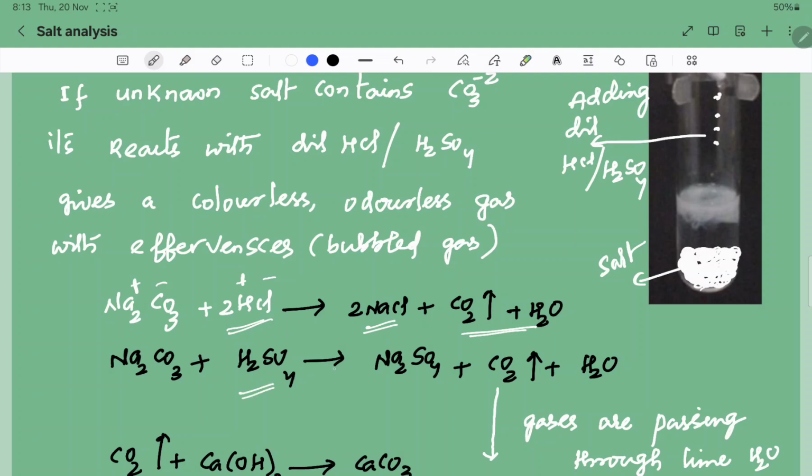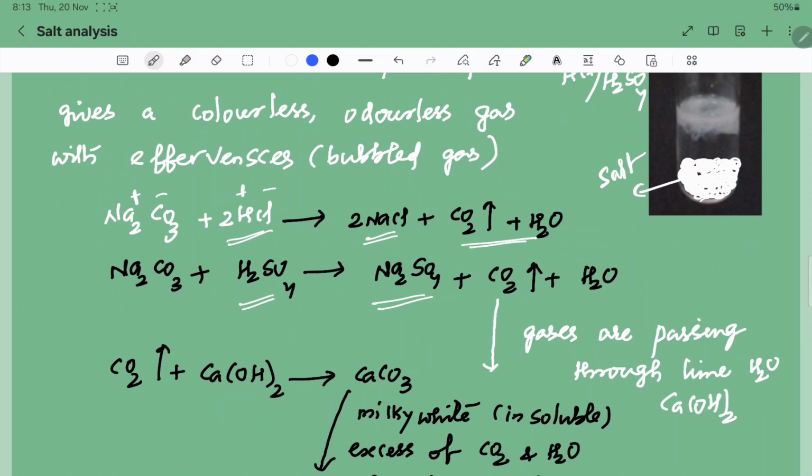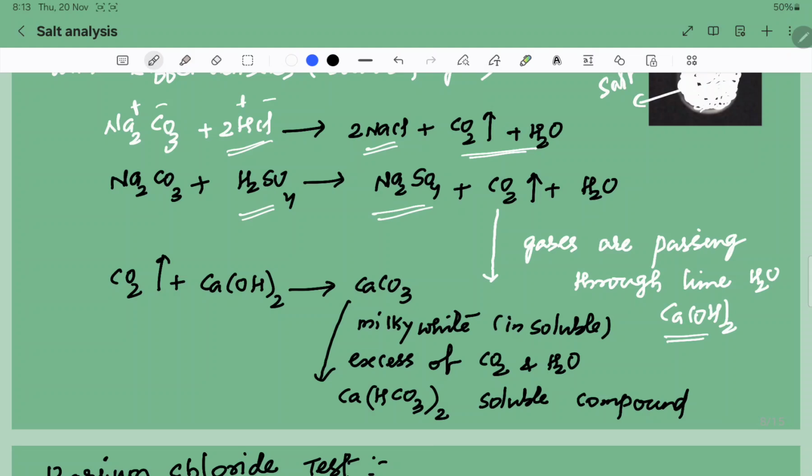Similarly, in place of dilute HCl, you can take dilute H2SO4 and it will give sodium sulfate plus carbon dioxide plus water. Now this released carbon dioxide is passed through lime water or slaked lime, and it will give CaCO3, a milky white insoluble precipitate. This insoluble milky white calcium carbonate, when treated with excess CO2 and H2O, gives Ca(HCO3)2, a soluble compound.